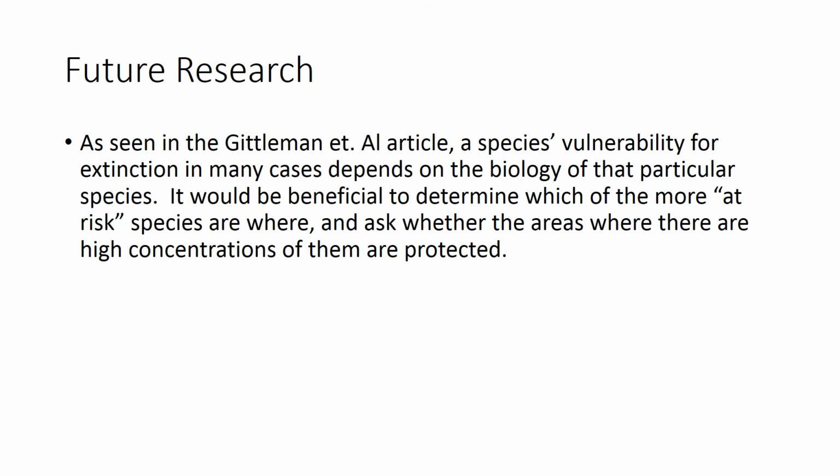Referring back to the Gittleman article and the box and arrows diagram, we know that vulnerability to extinction often depends on specific biological traits of a species. Because of this, I think it'd be helpful to do some further research into determining where exactly species that have those high-risk traits are in order to identify which of the high priority areas should be protected first.